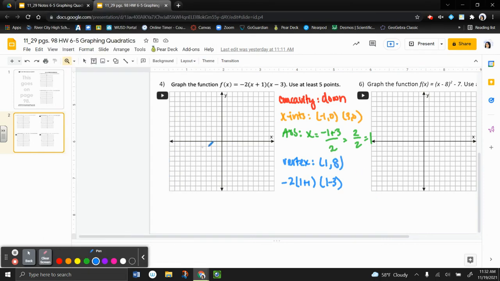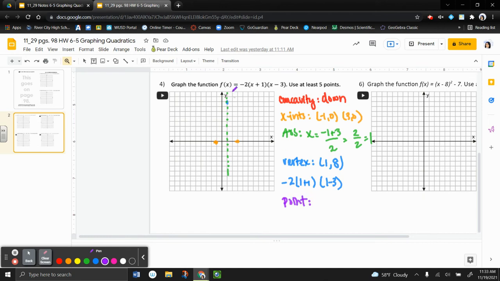Okay, so let's graph some of these points. So 1, 8 is right here. Our axis of symmetry is here. I'm going to plot my x-intercepts at negative 1, 0 and 3, 0. Okay, and then we just need one more point.